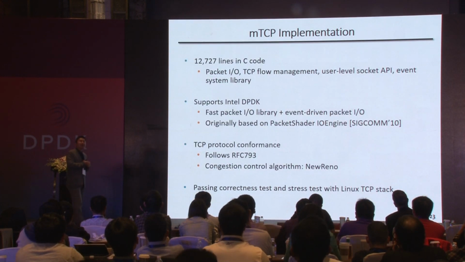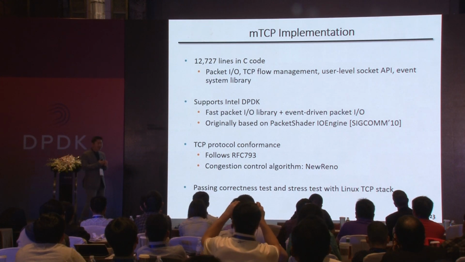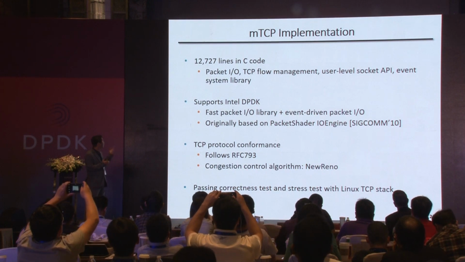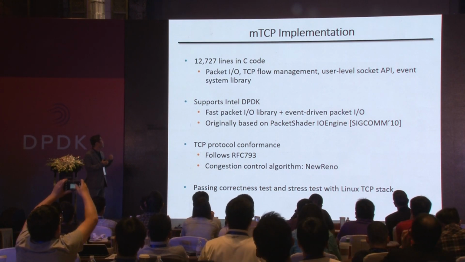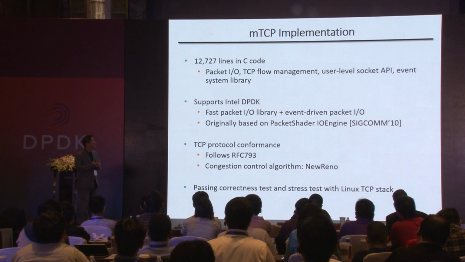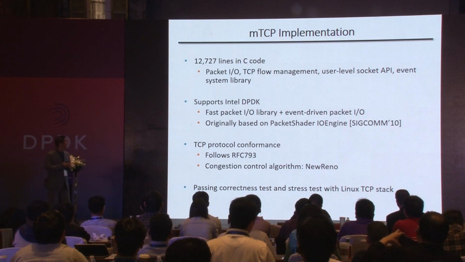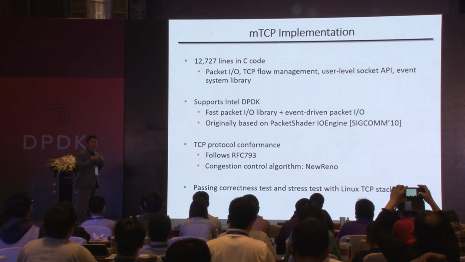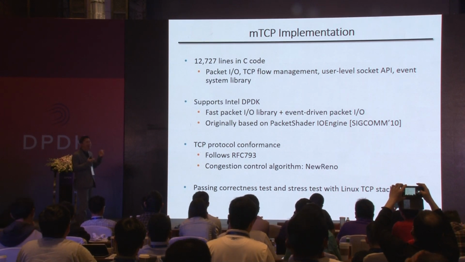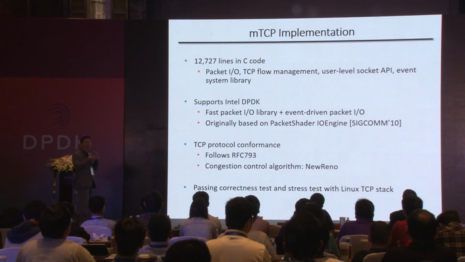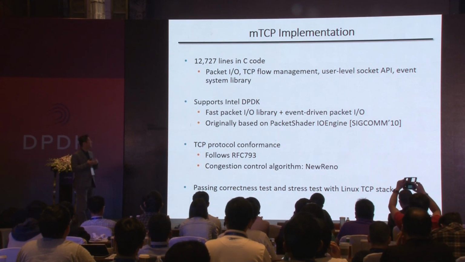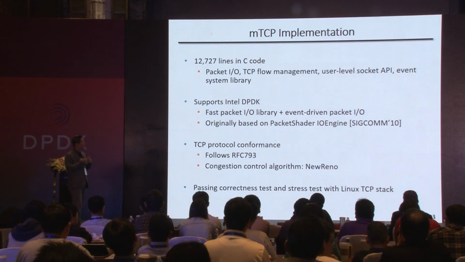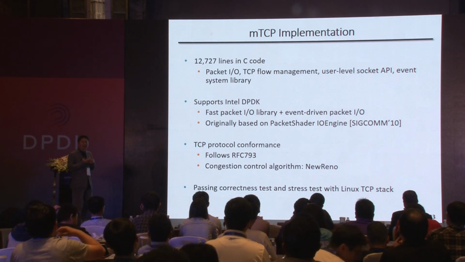In implementation, we have about 12,000 lines of code. We deal with packet I/O and flow management, the user-level socket API, and the event system library. It originally supported our library called PacketShader I/O Engine, published in 2010, which is kind of similar to DPDK. But now we support DPDK, and we are going to support netmap and other things as well. We also support PCAP, I think.